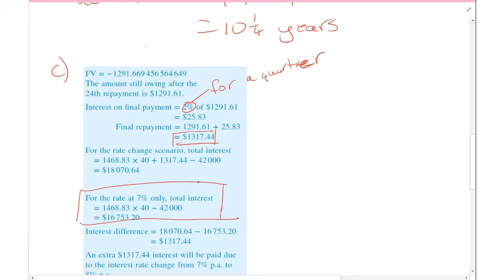So what we're doing is we're going to go 1,468.83 times 40, because it was still, that part was still 10 years.